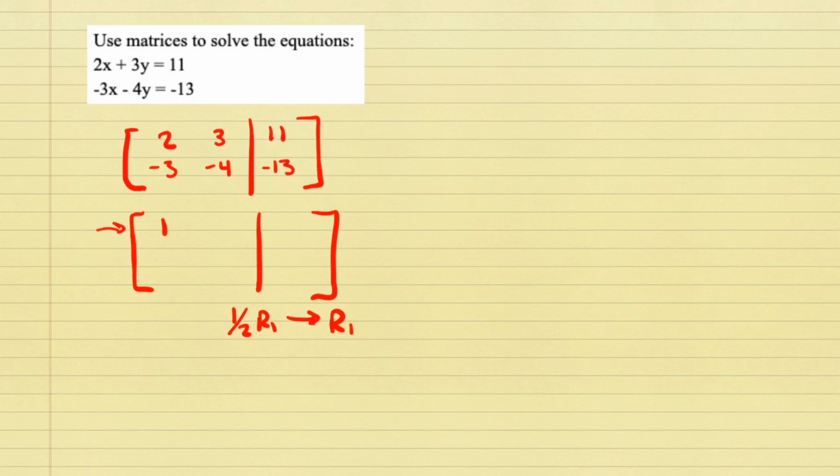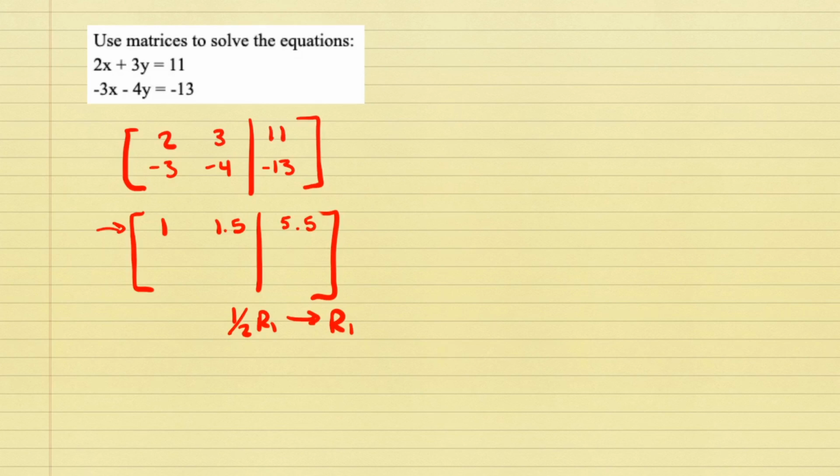Cutting the first number in half, that's a 1. Cutting the second number in half, that's 1.5. Cutting the next number in half, that's 5.5. Ooh, not 5.6, 5.5. There we go. All right, that's the first row.